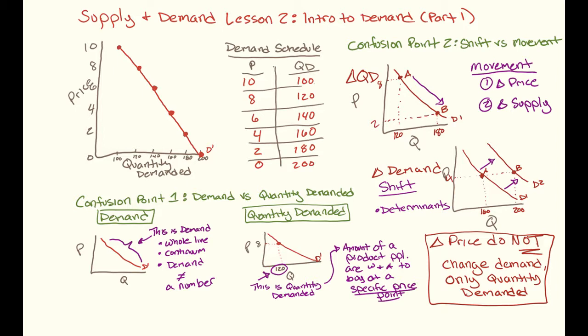So I think drawing these things next to each other makes the difference between movements and shifts a little bit more clear. They don't know what causes shifts in the demand curve yet. That's a lesson in and of itself, but at least they can see and they can tell the difference between the two just by looking at it.